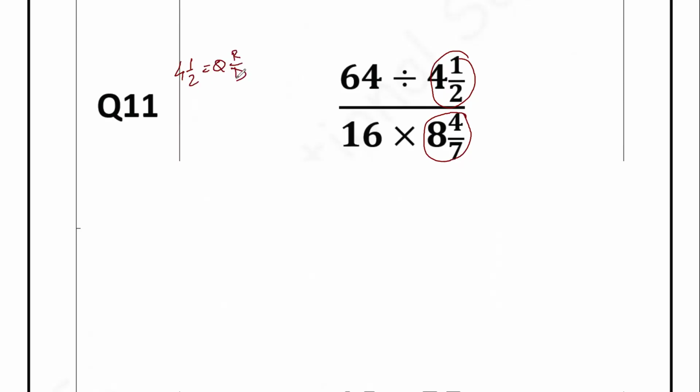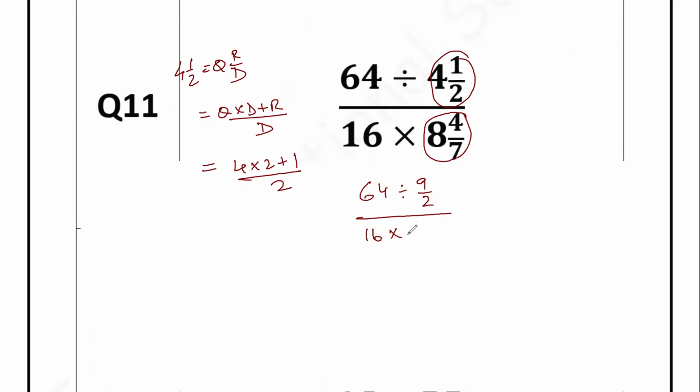Quotient, remainder upon divisor. Remember Q, R, and D, and how it goes: Q into D plus R upon D. So that is 4 into 2 plus 1 upon 2. So that is 8 plus 1, 9 by 2. So we can rewrite this as 64 divided by 9 over 2.